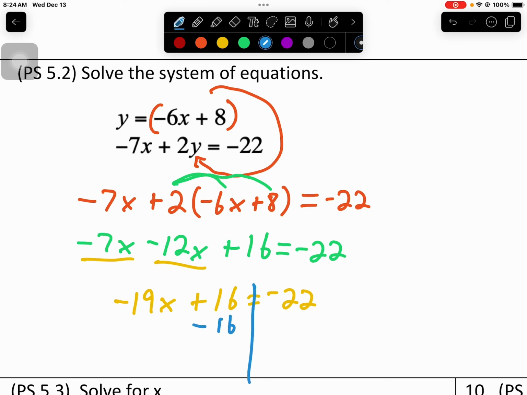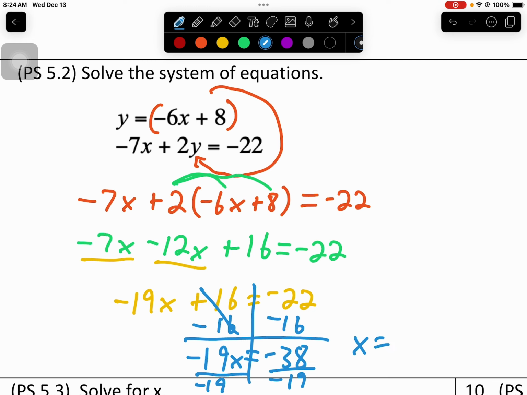So I'm going to subtract 16 from both sides. Cancels out, bring down the negative 19x, and I should get negative 38. And then I'm going to divide, not the x, just negative 19. And I'm going to bring it over here, x equals positive 2.